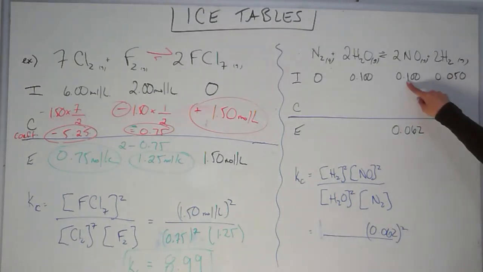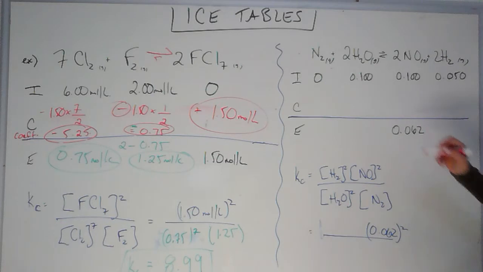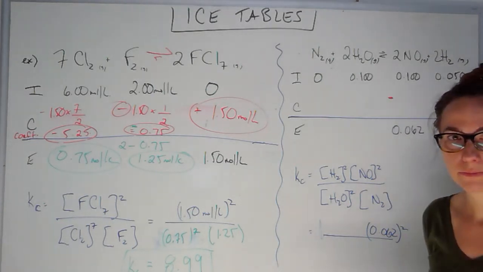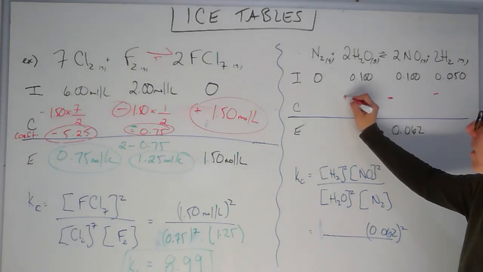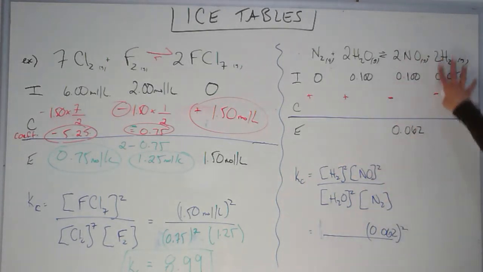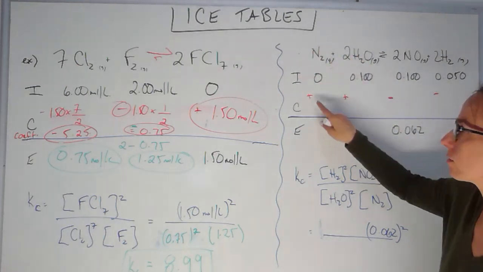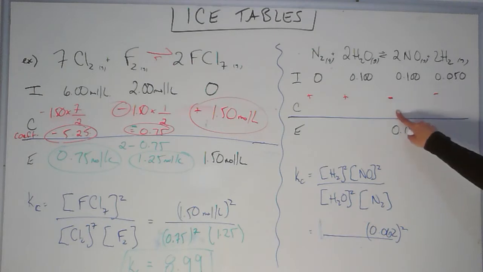This is telling me, see this? I started with 0.1 and I ended with less. So this is telling me that I'm going to use that guy up, which means I must be using this guy up, which means I must be making more of this side of that arrow. Okay, so if I'm using up this side of the arrow, I must be making more of this side of the arrow. So plus, plus, minus, minus. Okay, so what value goes in here then, right? What value goes in here?